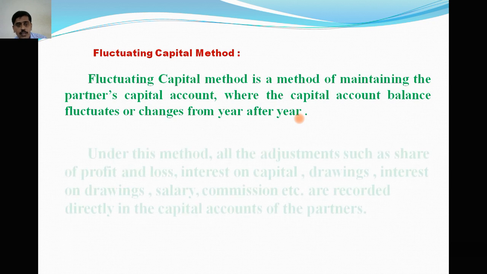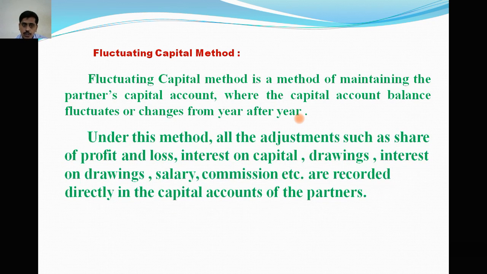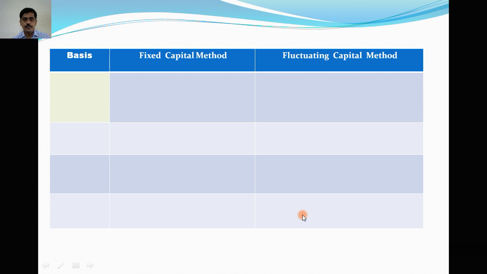Why does it change? It changes because under this method all the adjustments such as share of profit and loss, interest on capital, drawings, interest on drawings, salary, commission, etc. are recorded directly in the capital accounts of the partners. So it fluctuates. Okay. Next, the difference between fixed capital method and fluctuating capital method. A question may be asked for 2 marks here.